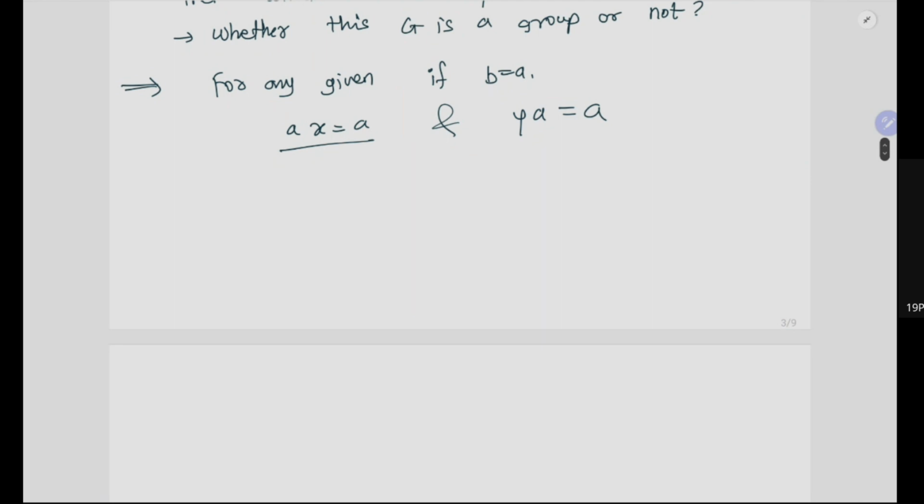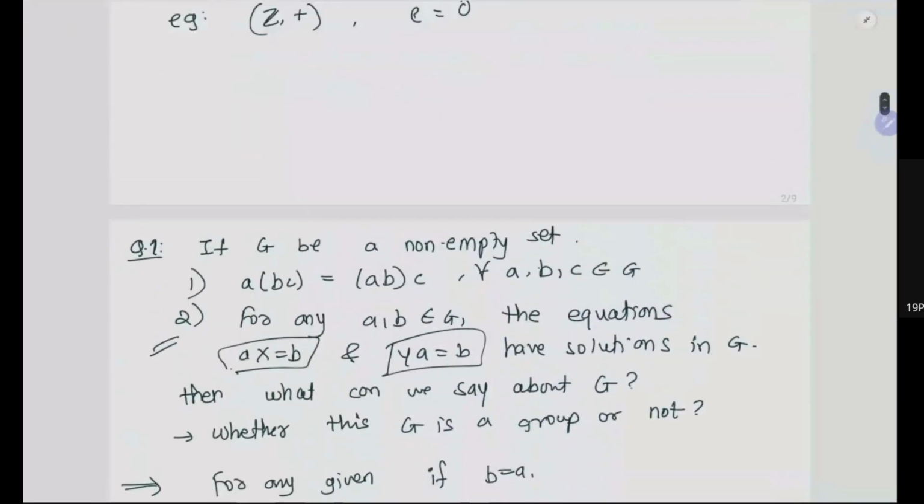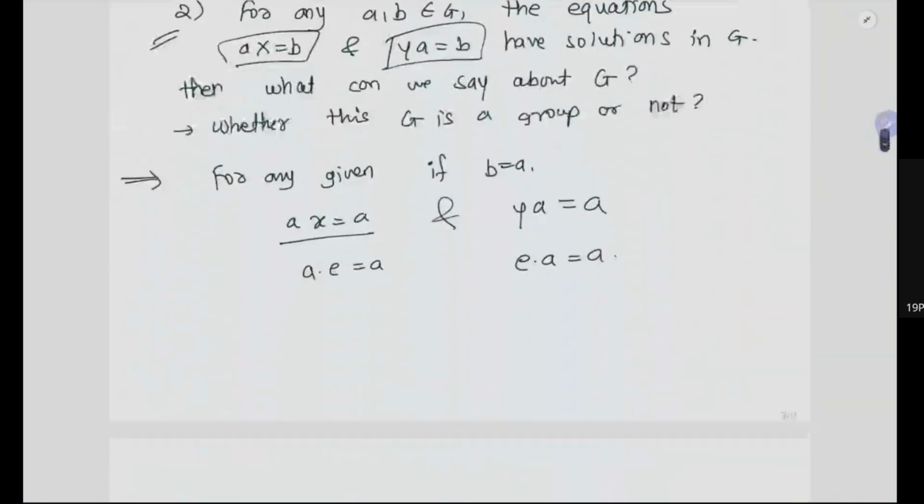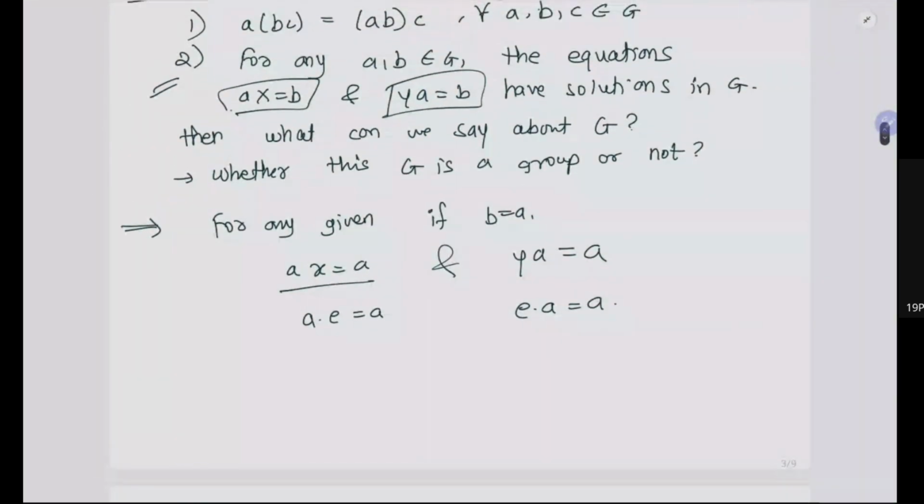What does this mean? That there exists some E such that this solution, if we say that it is E, then A dot E is equal to A, and E dot A is again A. So this is what we get. So our first property is taken care of. And now we have seen that it has a solution in G. This is also important: the identity must be inside G. So this E which we have got is actually inside G.